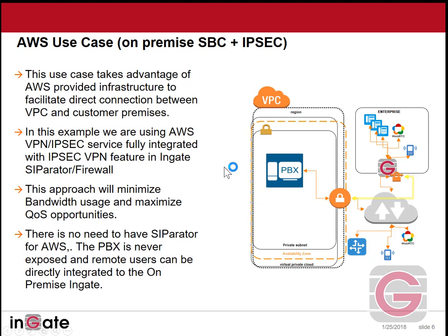Another use case: one of the sessions is dedicated to VPN, and this is the use case we're going to show there. In that case, we have the PBX hosted on the Amazon infrastructure, but the Ingate in this case is not located in the AWS cloud. We're going to be taking advantage of the VPN IPsec service that is already embedded inside the VPC, and you will also be terminating all your VPN IPsec connectivity in your enterprise location using an Ingate. So we're going to show how to do this integration.